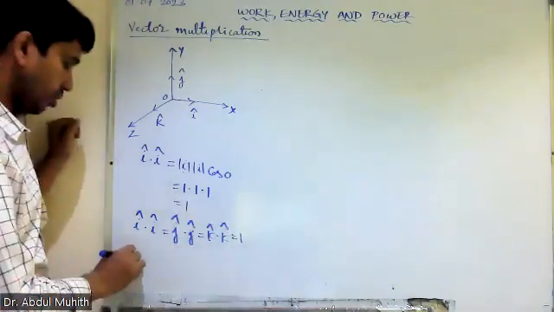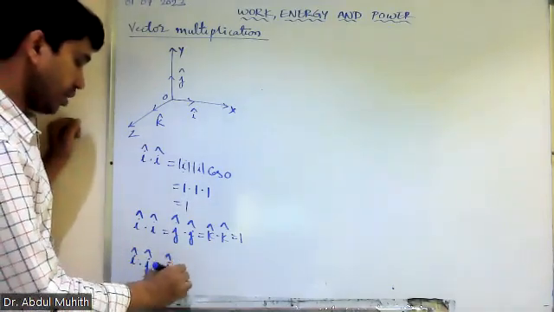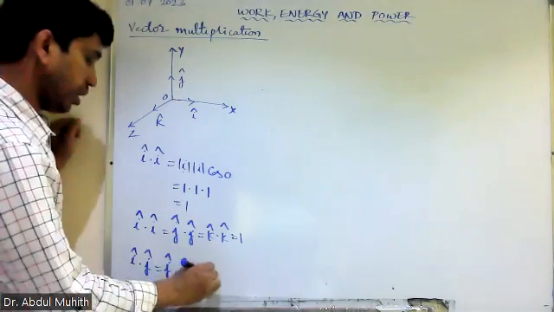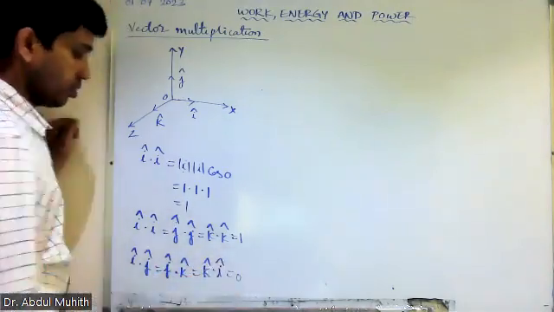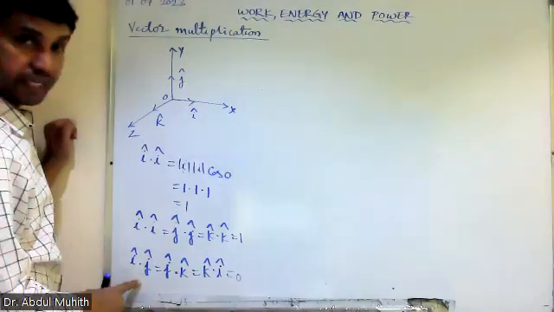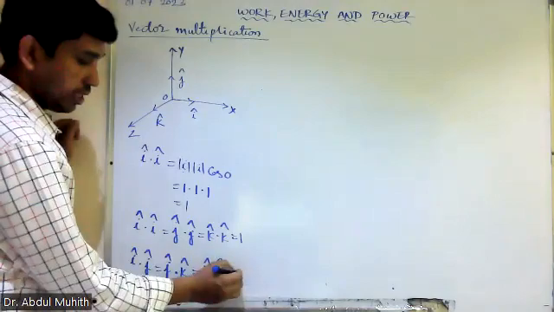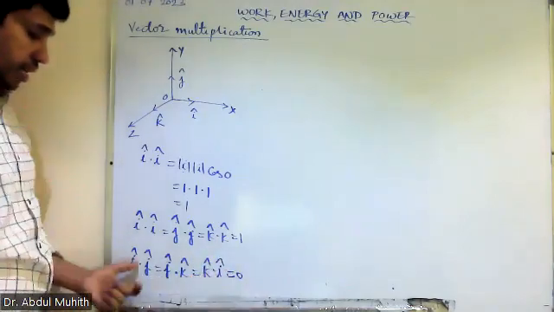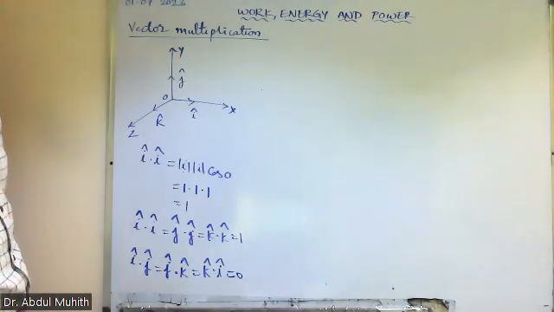Now what happens? i dot j equals j dot k equals k dot i equals what? 0. Why 0? The angle between i and j is 90 degrees. Clear? So 90, 90, 90. So i dot j, j dot k and k dot i equal 0. Understood?